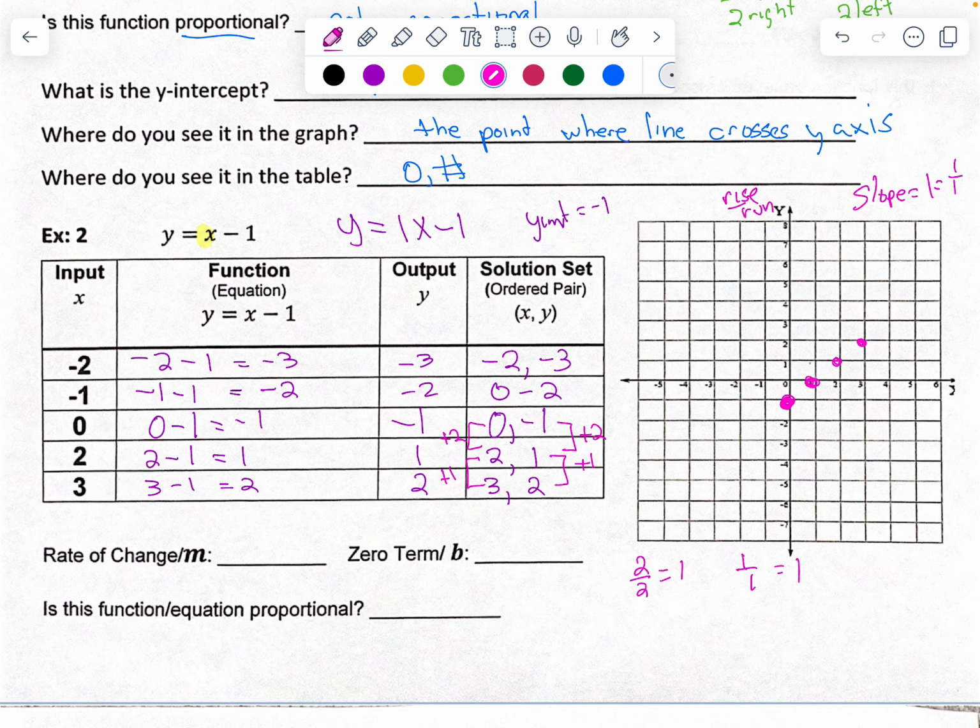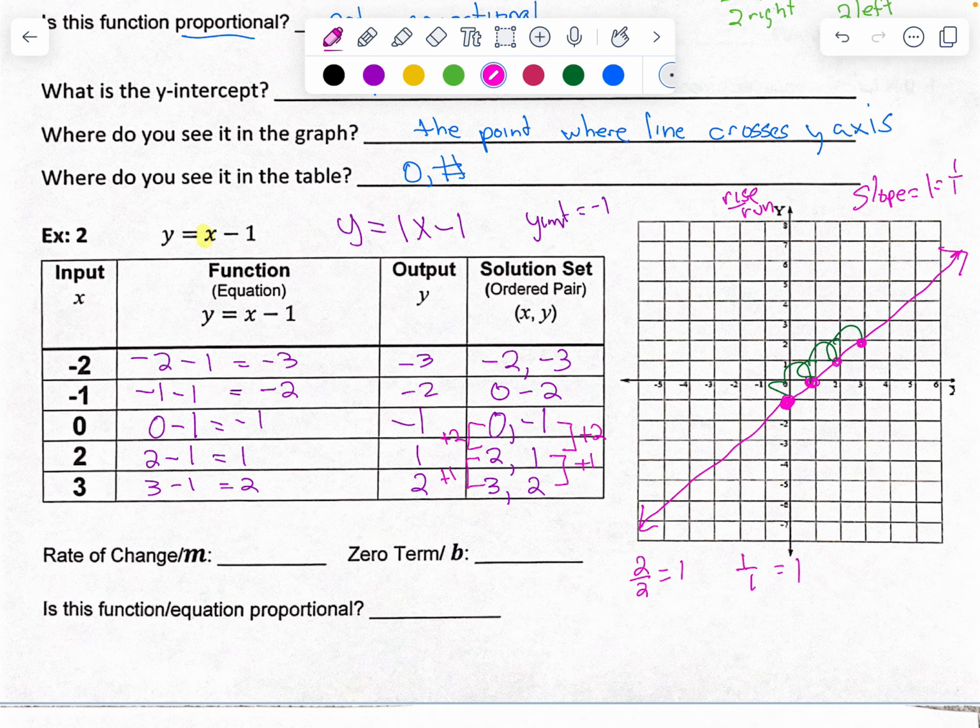1 up, 1 right, put a dot. And what I'm doing is going 1 up, 1 right. If you notice, it's going through the diagonals of the little boxes. I'm going to put little arrowheads because it's a line.